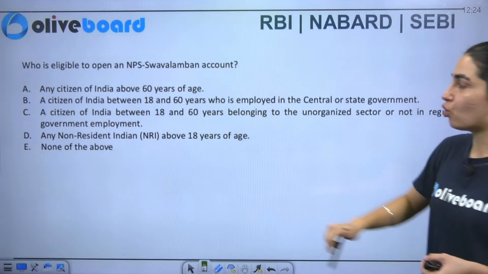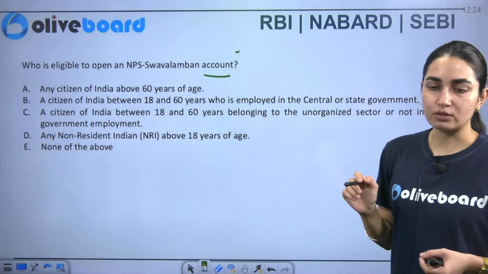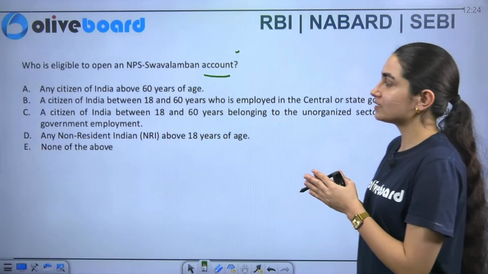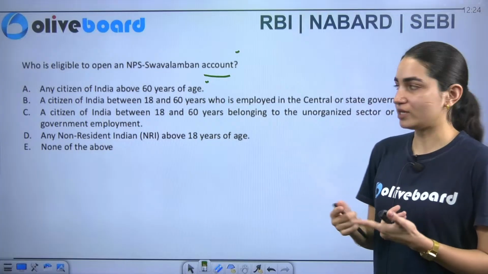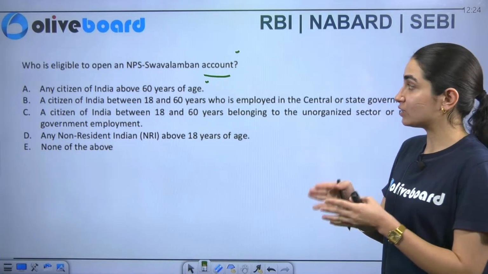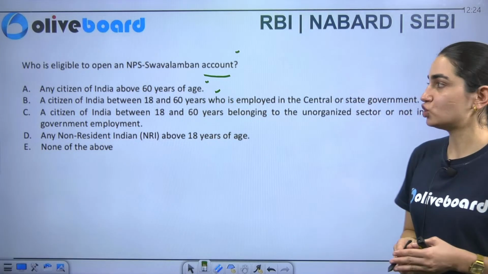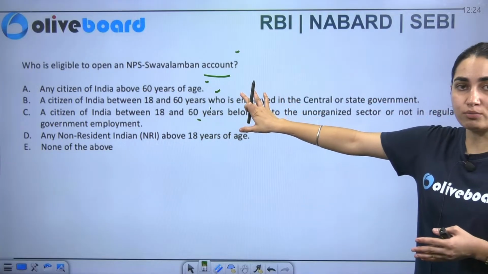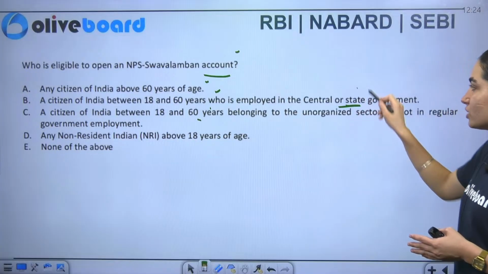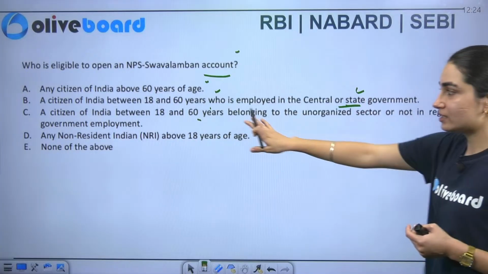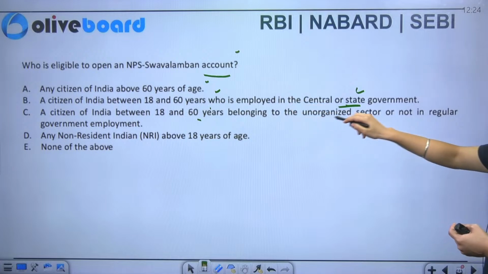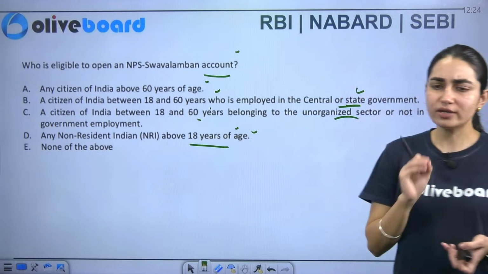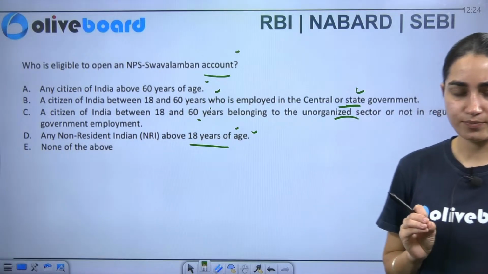Who is eligible to open an NPS Swavalamban account? Now the question is regarding the Swavalamban initiative. Is it any citizen of India that is above 60 years of age, any citizen of India that is between 18 and 60 years of age who is employed under the central and state government, a citizen who comes under the unorganized sector, any NRI above 18 years of age, or none of the above? Which one is the correct answer here?